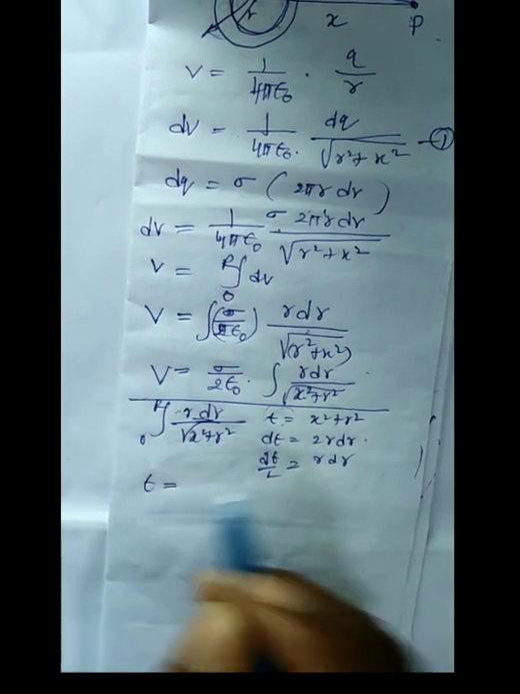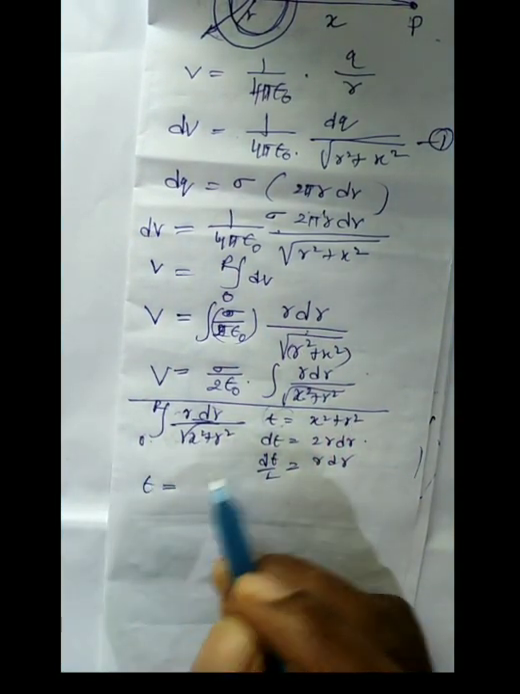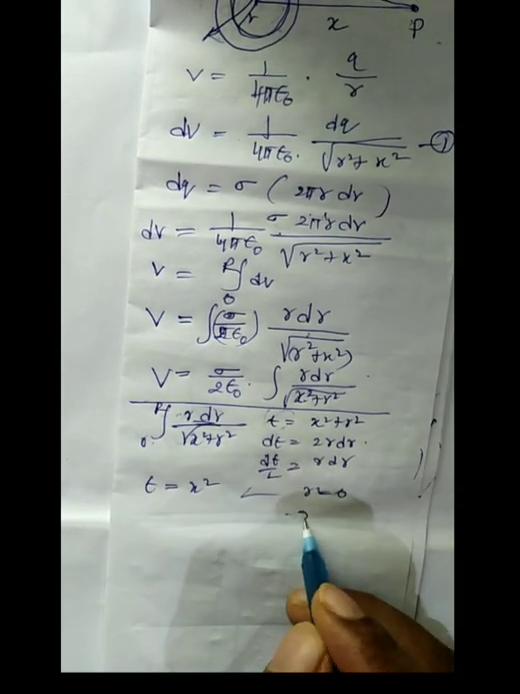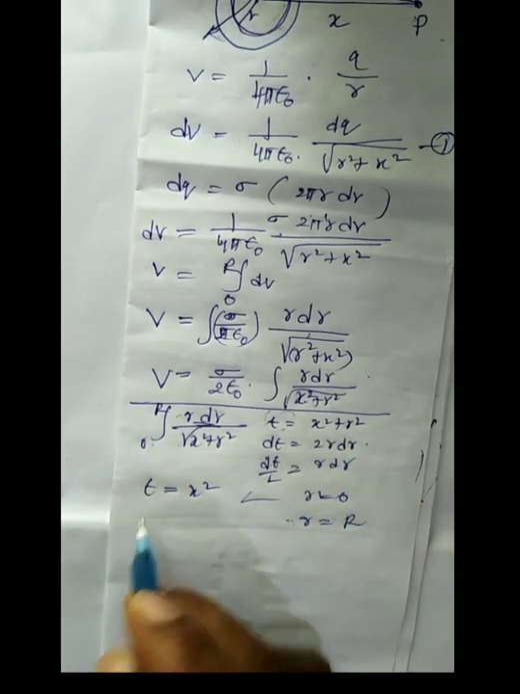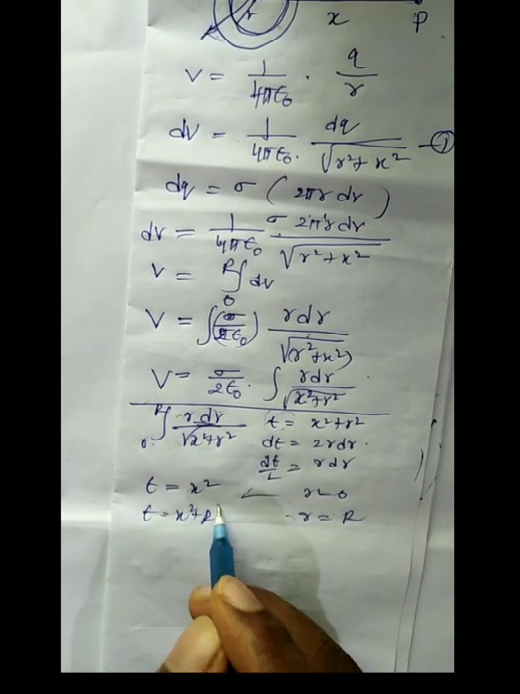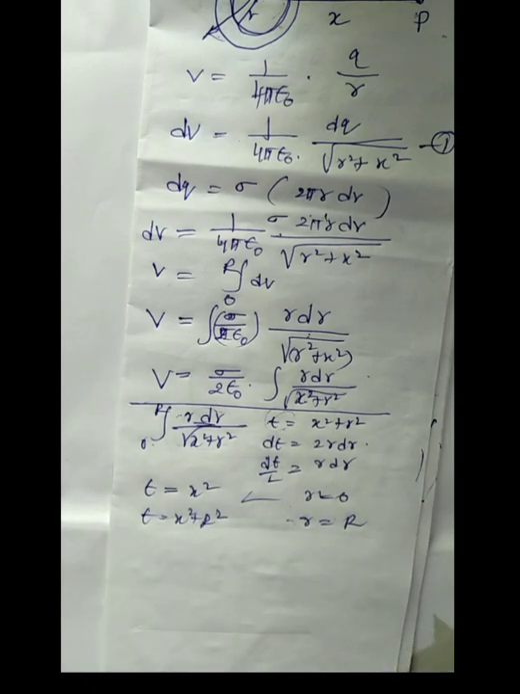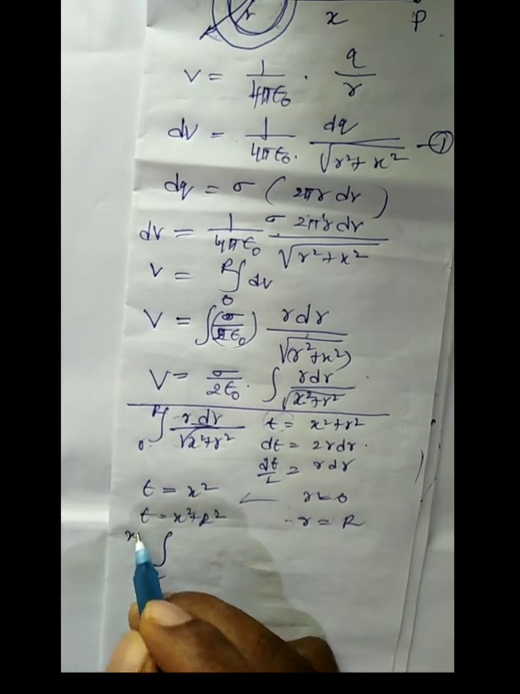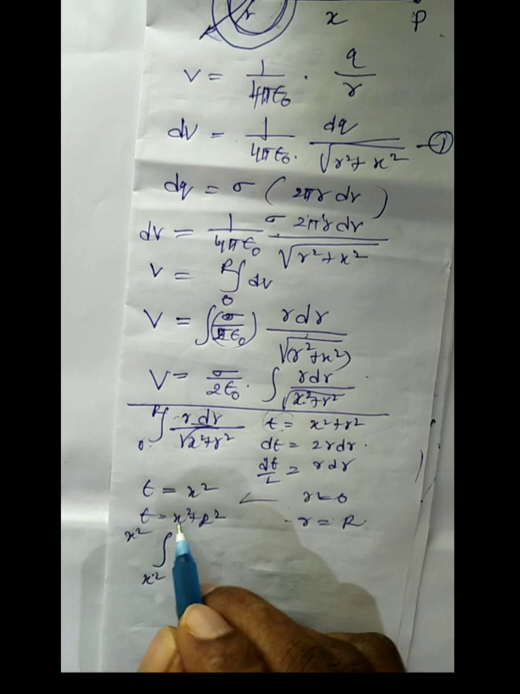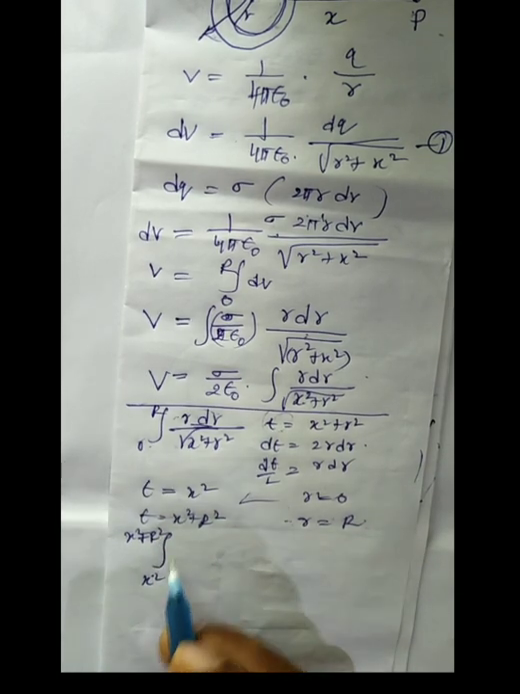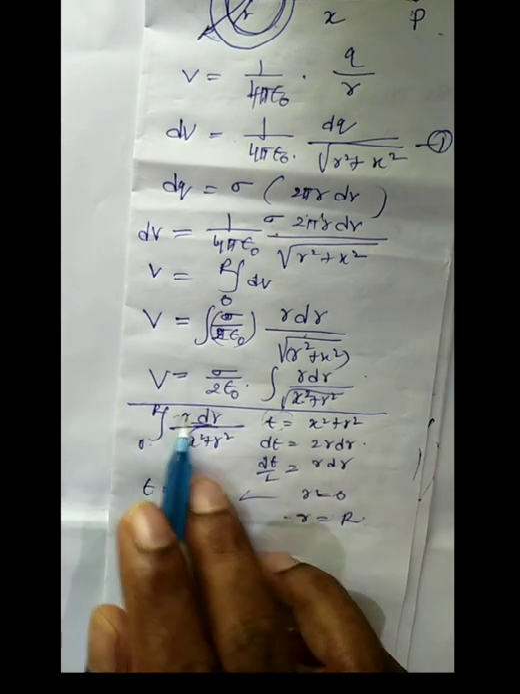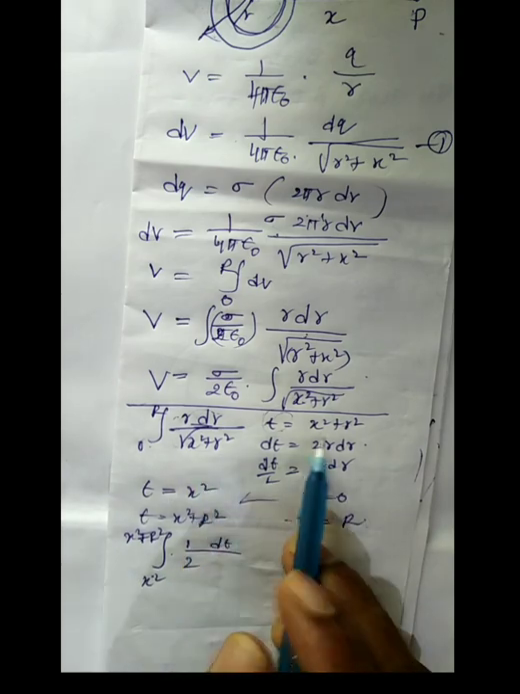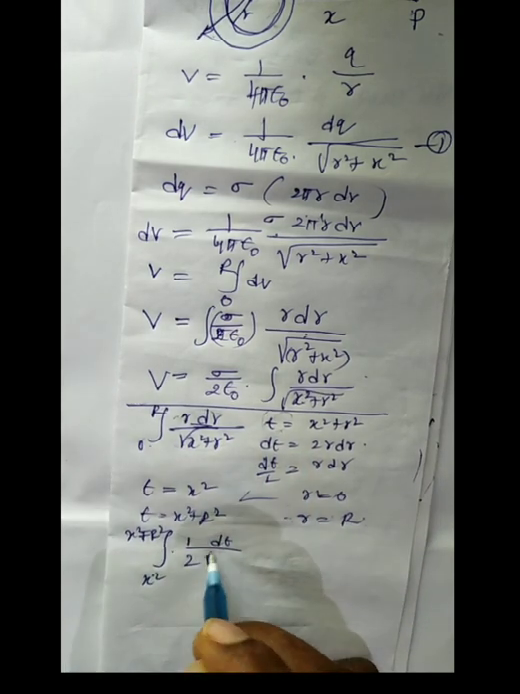When r is equal to 0, t becomes x square. When r is equal to capital R, t becomes x square plus capital R square, and those are the limits we have to apply. Now the changed integral goes from x square to x square plus R square, with t equal to x square plus r square. The integral of r dr means dt by 2, and square root of x square plus r square is square root of t.